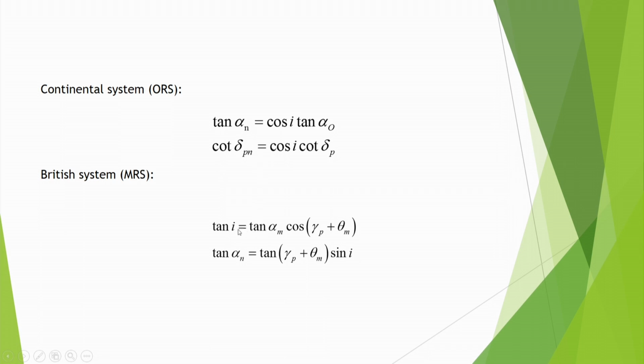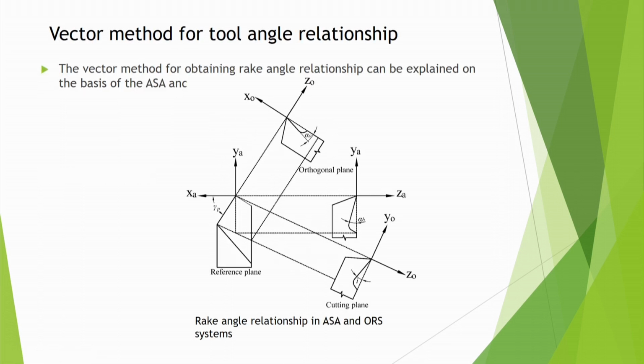In British system, you have tan I is equal to tan alpha m into this relation, and you have also tan alpha n is equal to this much relation. Now here it is not the only way to understand the transformation. You can use 3D coordinate geometry. There are many methods. In fact, if you see the old book of Amitabh Bhattacharya about metal cutting mechanics, he has given several methods to do that, 4-5 methods.